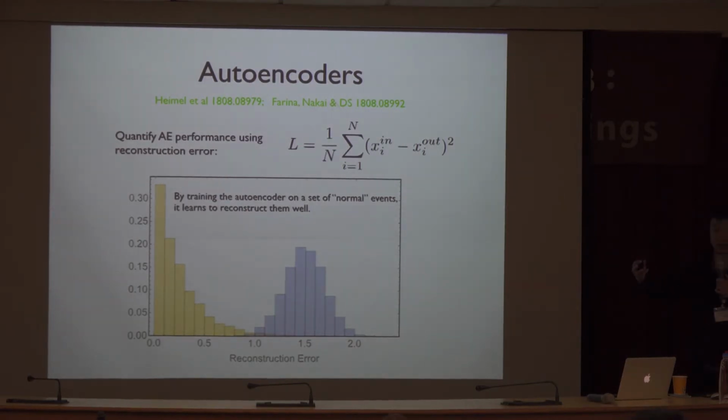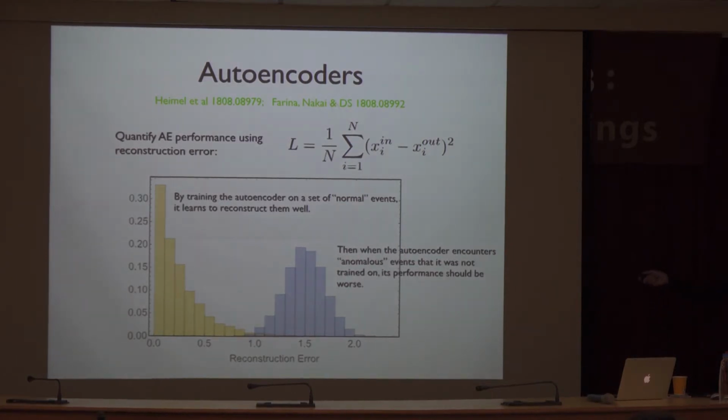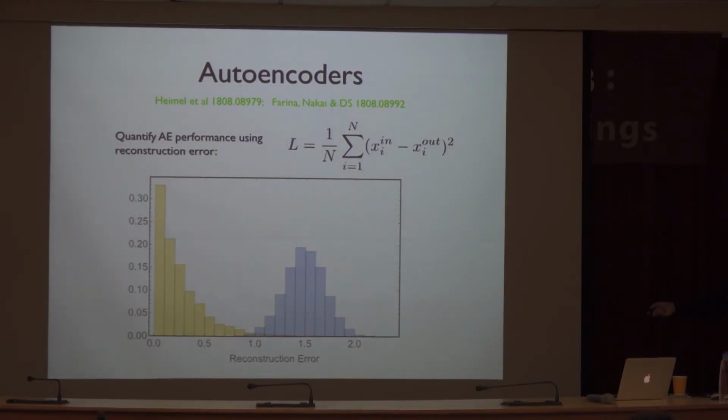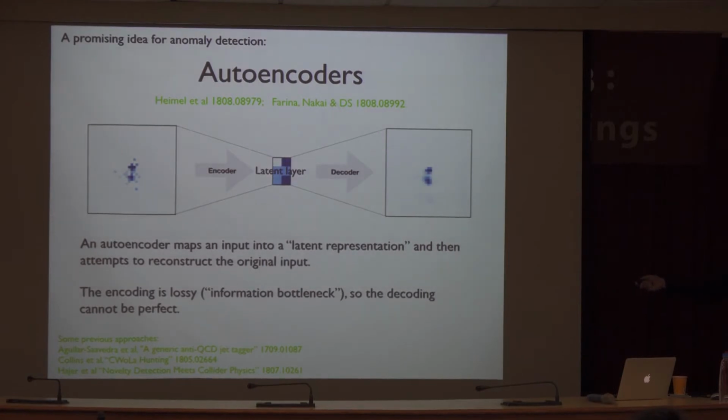And then you can train it on a set of normal events. These are the events that you're not interested in. They're the boring ones, everyday things. And so seeing those over and over again, it learns to reconstruct them well. And as a distribution, it has a small reconstruction error with some kind of tail. Okay. So with the normal ones, it learns to reconstruct them well by learning how to compress them efficiently to this latent layer.